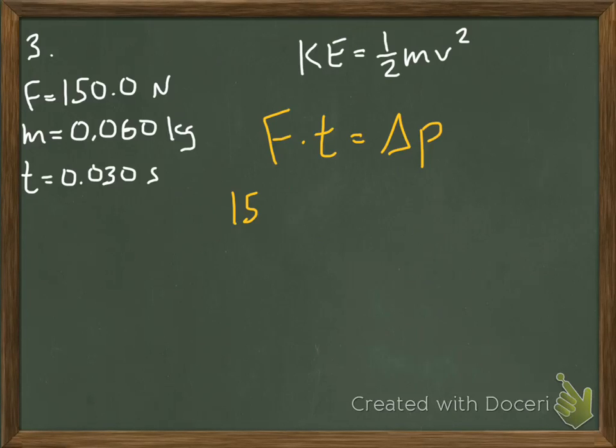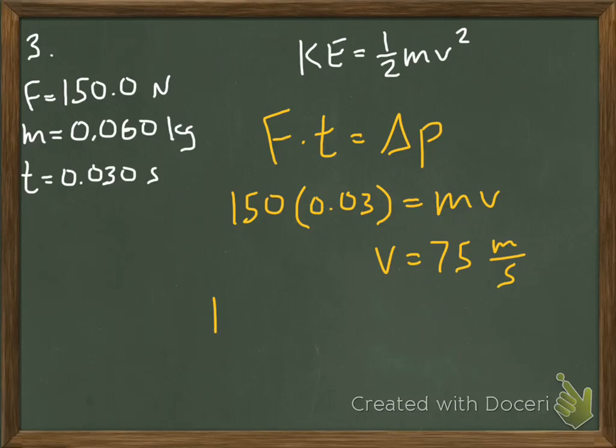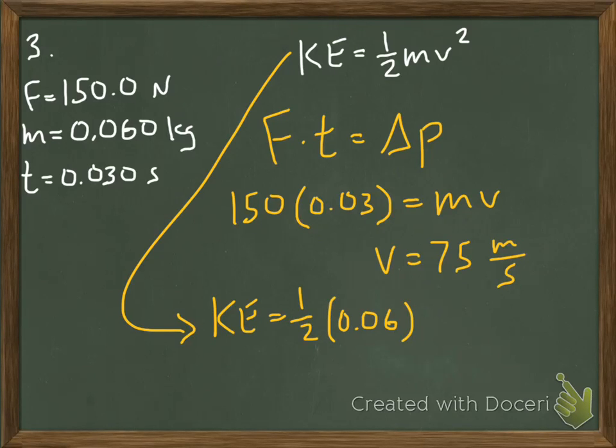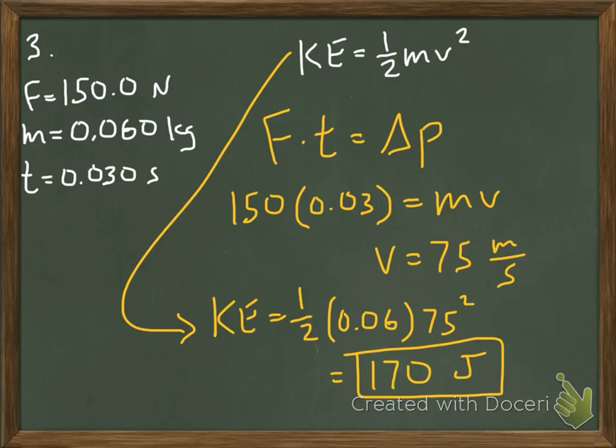We're given a force and a time. I remember from last unit that's impulse. Okay, so what can I do with impulse? What does impulse mean? I forget. Well, impulse is change in momentum, which is mass times velocity. So if I plug in my numbers here and divide by the mass, I can solve for velocity. So let's go ahead and plug the velocity into KE. And now we're in business.